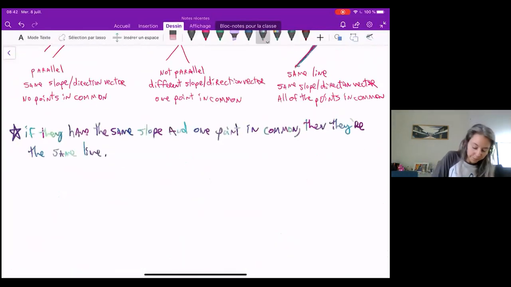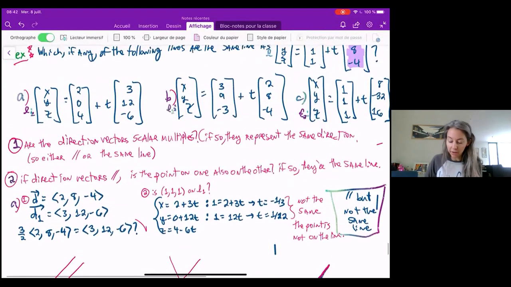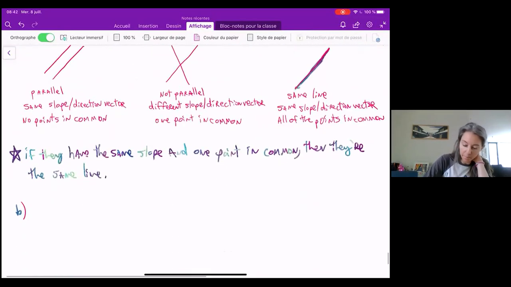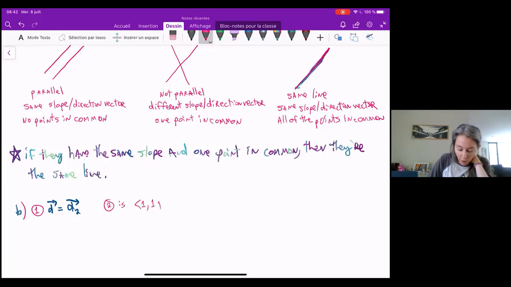For B, I can see that the direction vectors are actually the same vector. I have the 2, 8, negative 4 and the 2, 8, negative 4. So now all I have to check really is the point. So in this case, I can actually say D is equal to D2. They actually even have the same direction vectors. They're not even just scalar multiples. So then I'm checking the point. Is 1, 1, 1 on L2?